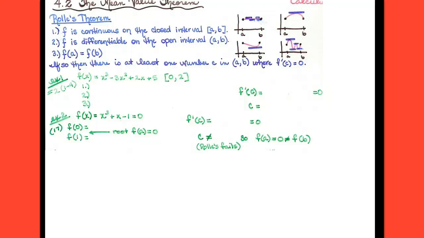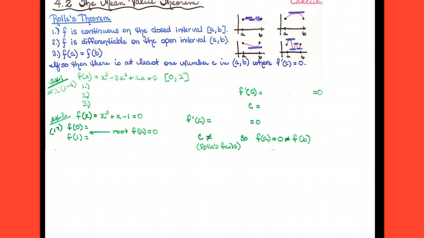Page 234, section 4.2, we're talking about the mean value theorem. It says we're going to see that many of the results of this chapter depend on one central fact, the mean value theorem. But to arrive at the mean value theorem, we're first going to need to know Rolle's theorem.